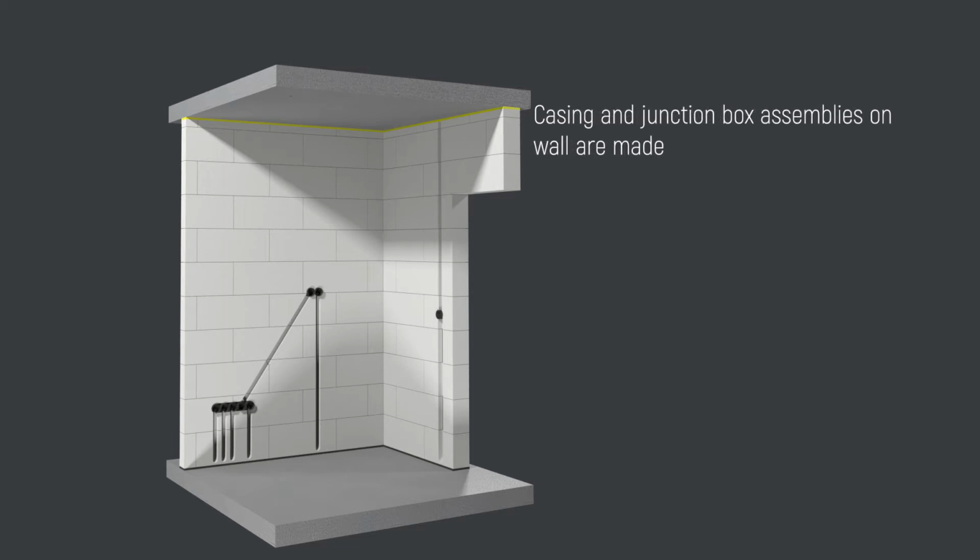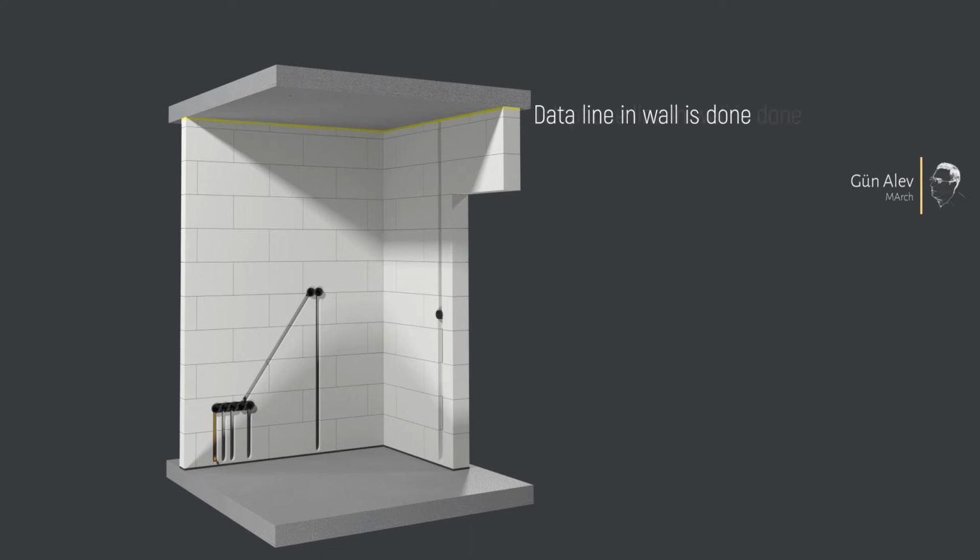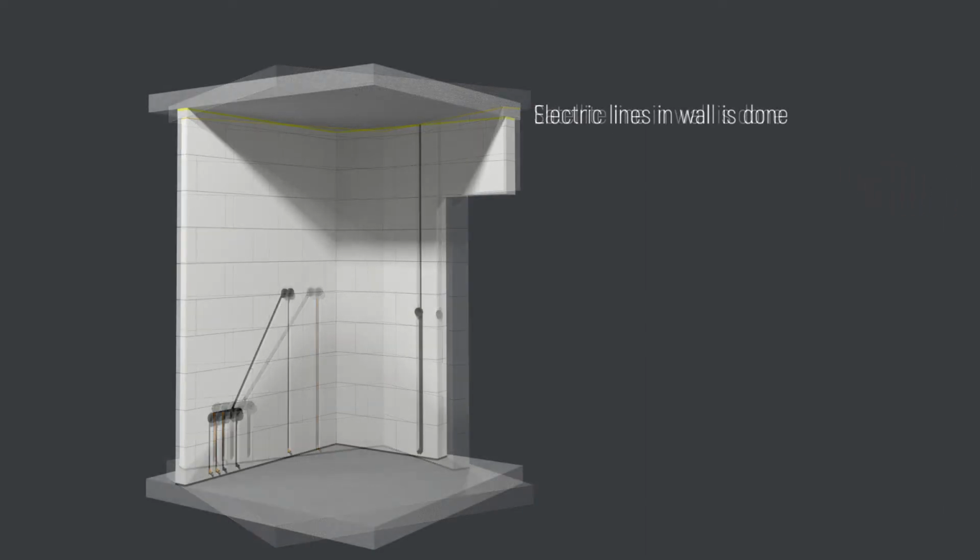Casing and junction box assemblies are made. Data line in wall. Telephone line in wall. Satellite line in wall. Electric lines in wall.